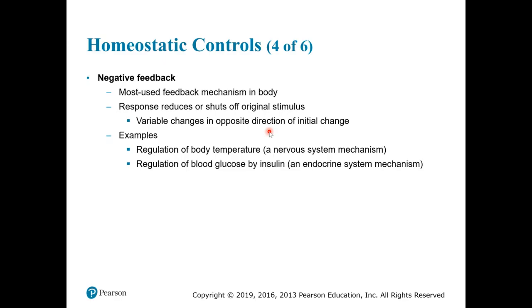Two examples here. Body temperature is regulated by the nervous system, and blood glucose, which is commonly referred to as blood sugar levels, is regulated by the endocrine system. And it says insulin. You probably heard of insulin. There's another hormone involved too that you might not have heard of called glucagon. The insulin and the glucagon work together to maintain proper blood glucose levels. Both of those hormones are secreted by the pancreas.